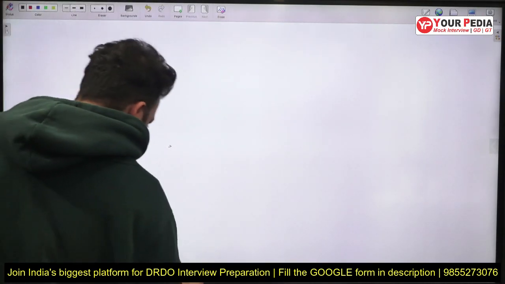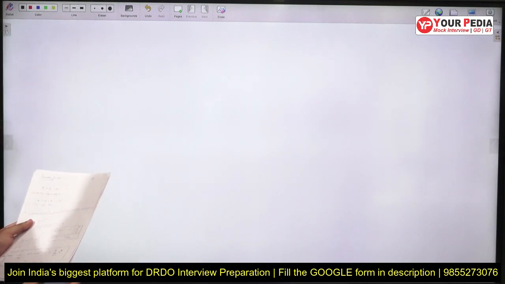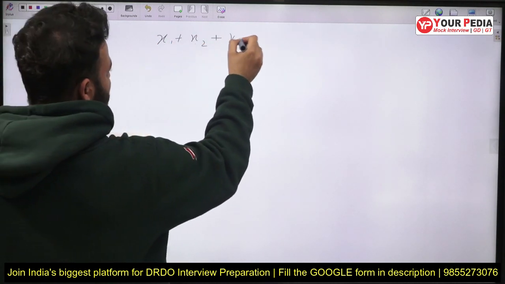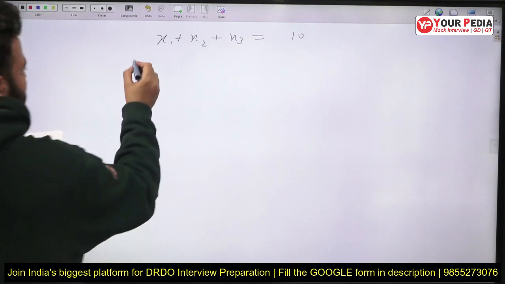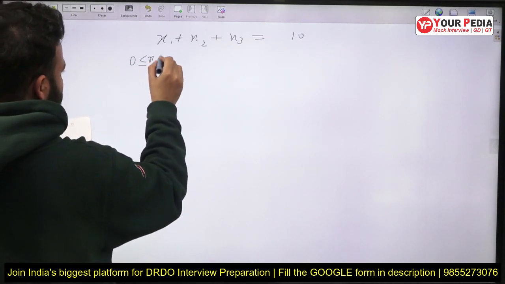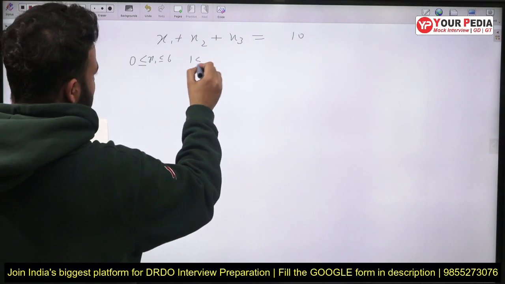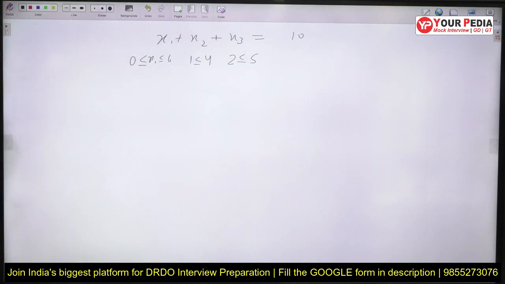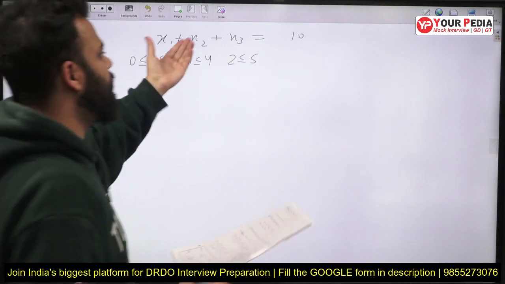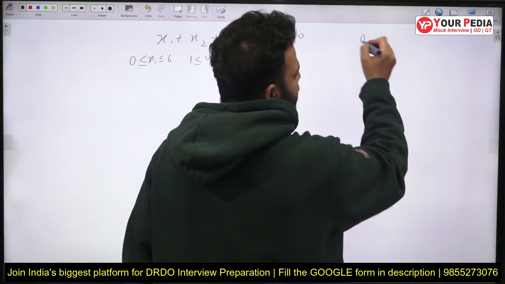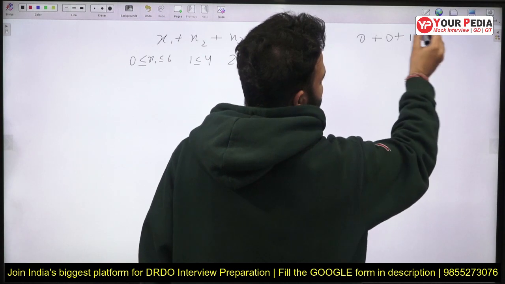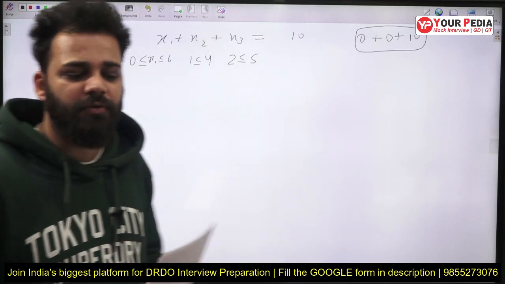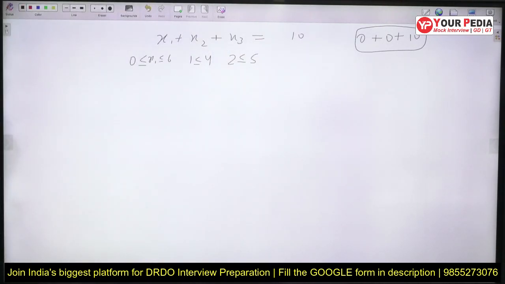So let's start. So first of all, what is generating function? How do we solve generating functions? So let's say that you have a question x1 plus x2 plus x3 is equal to 10, and the constraints for x1 is 0 to 6, and 1 to 4 for x2, and 2 to 5 for x3. Now you cannot directly apply the chocolate property because you cannot satisfy the condition that you can take value 0 for x1, 0 for x2 and 10 for x3. You cannot do that. If you cannot do it for all the three constraints, then you can say that you cannot apply the chocolate property on this one.